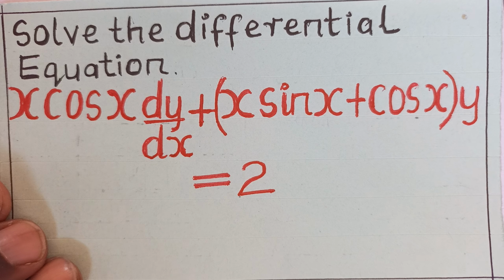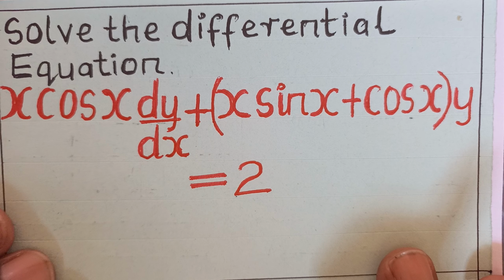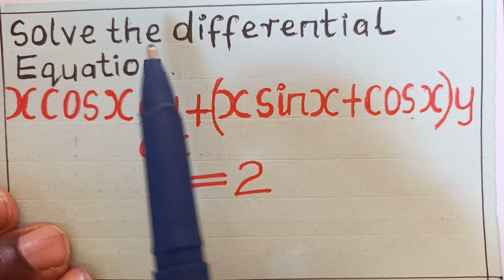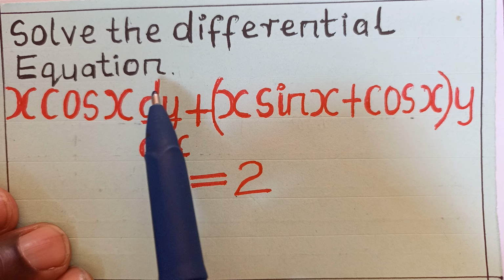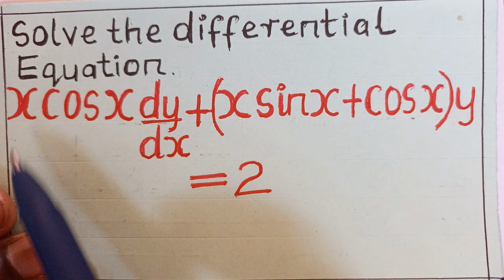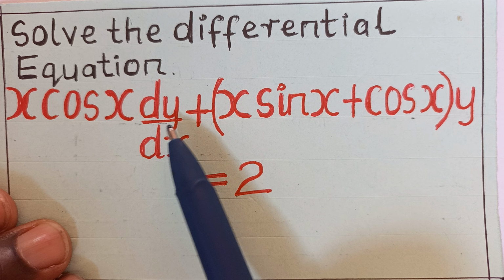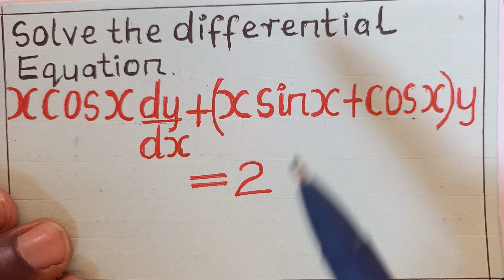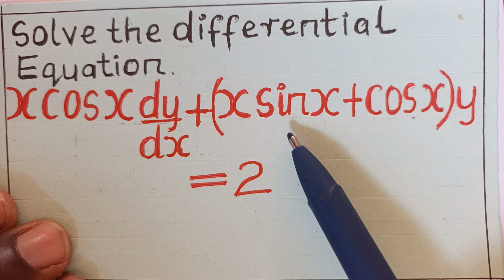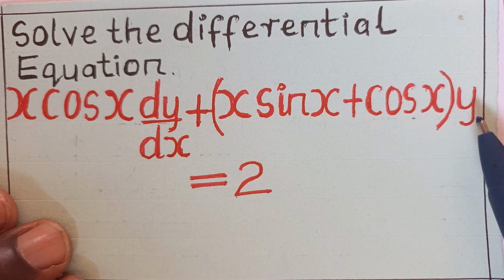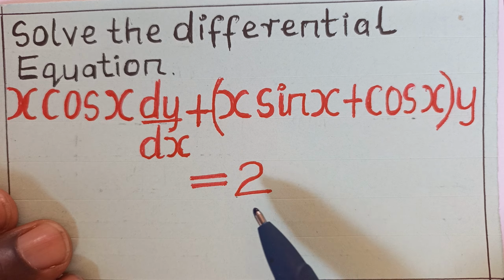Hi guys, let's do the question before us. I read the question. Solve the differential equation. Guys, we have such kind of an equation: x cos x dy over dx plus (x sin x plus cos x) y is equal to 2.